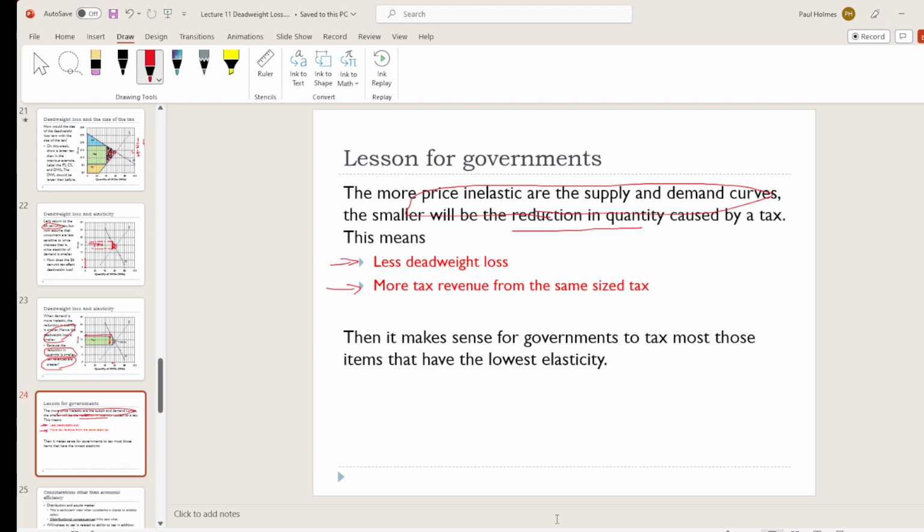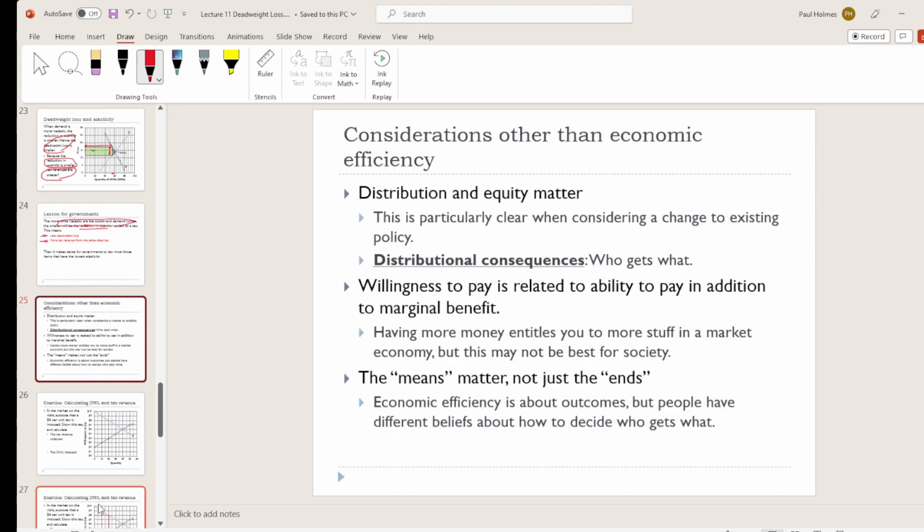Then we should expect that governments would want to tax goods with the lowest price elasticities of demand and or supply. But that's not the only thing that we need to take into account. We also need to take into account equity issues and the distributional consequences of our taxes.